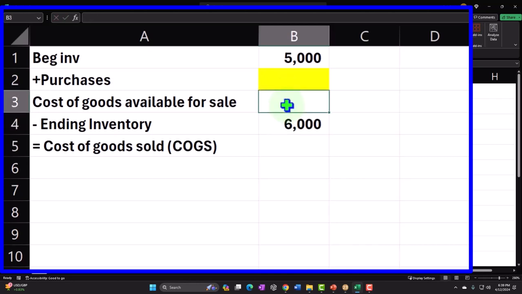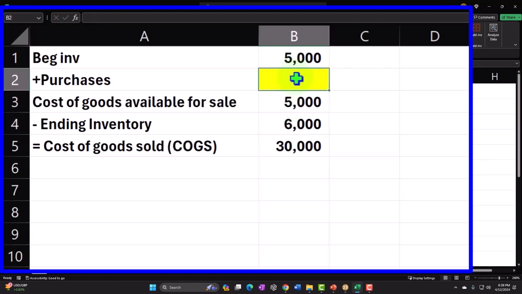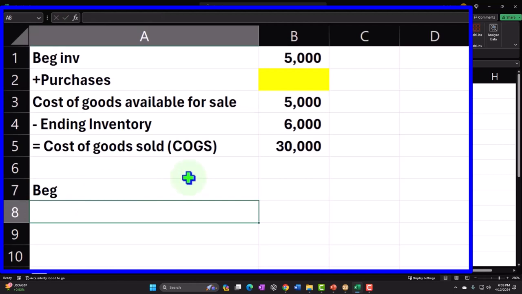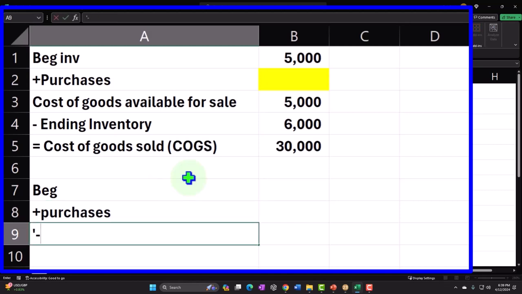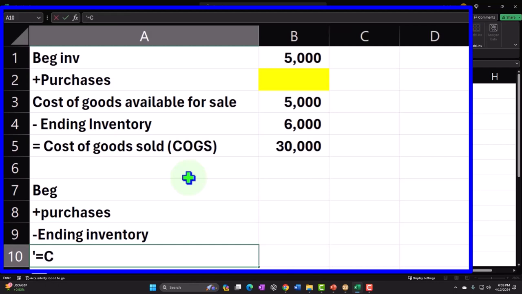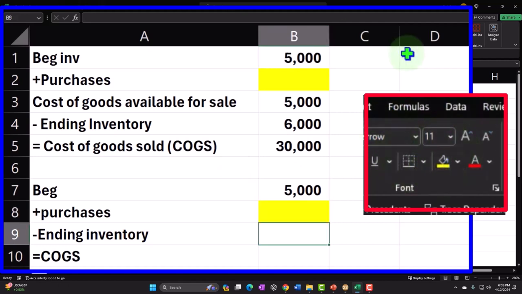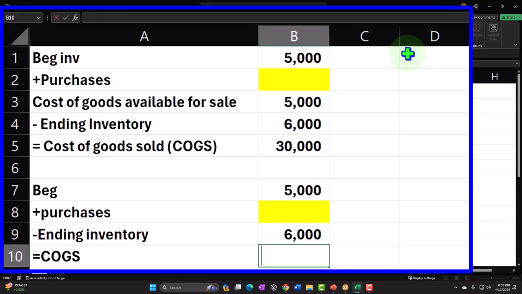I don't know the cost of goods available for sale. I know the cost of goods sold, which I said was 30,000. And this is just a subtotal, which is the beginning inventory plus the purchases. So we can do this calculation and try to back into this number. If I take out this subtotal, what we end up with is beginning inventory plus purchases, minus ending inventory, equals cost of goods sold. So if I put the same numbers in here, I have the 5,000. I don't know what this is, that's going to be X. Then ending inventory is the 6,000, and I actually know the cost of goods sold.